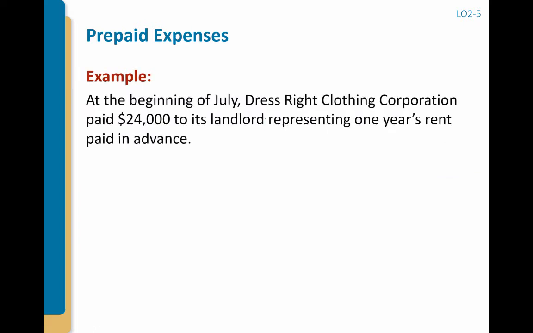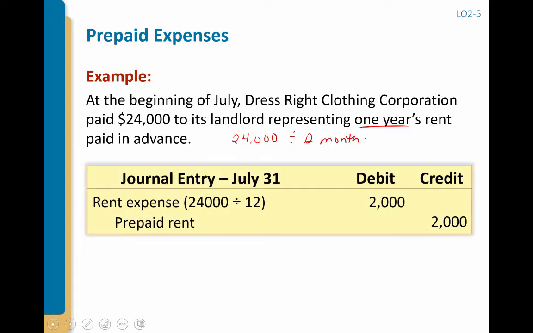So another one that we have is that we paid $24,000 to the landlord, and that's for 1 year of rent. So usually then you would take $24,000 and divide it by 12 months because we are recording monthly expenses, and you would hopefully get $2,000 in this case. And here you're going to record the rent expense for $2,000 and you're going to credit prepaid rent.